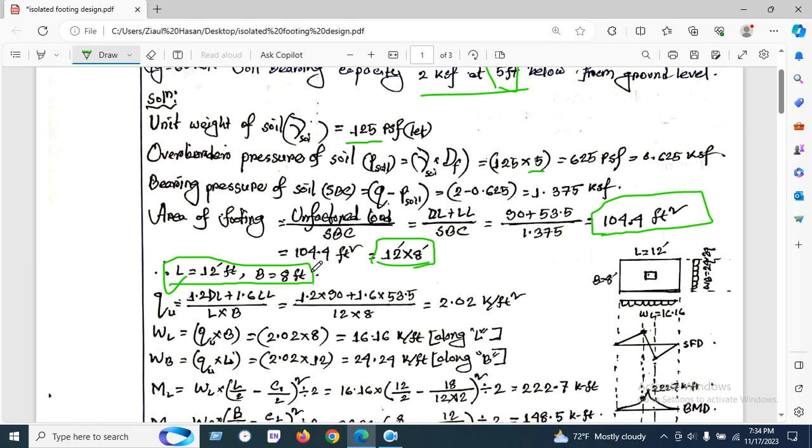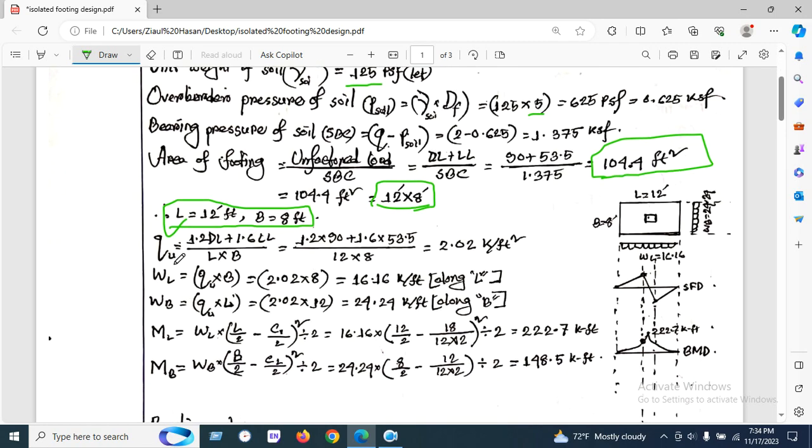This is our dimension, and ultimately the soil bearing pressure would be from the factored load. Factored load means 1.2 dead load plus 1.6 live load, divided by footing area L times B, and we found 2.2 kip per square feet. Sorry, this is the soil upward pressure.